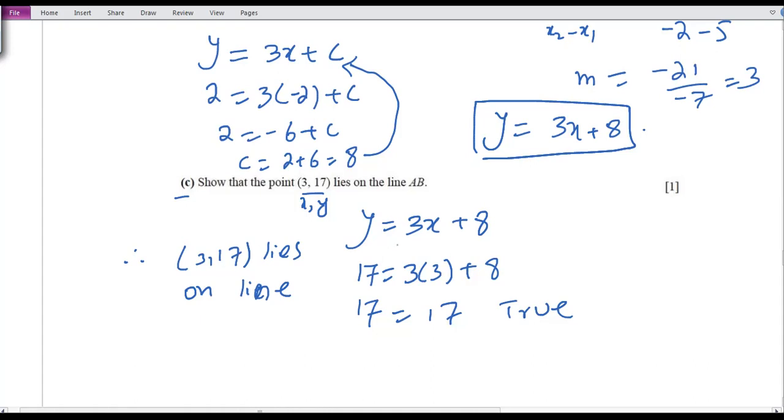Once again, you made the equation of a line and you want to check whether a point is on the line or not. So just put the point in the line. I mean, in place of x, write x, in place of y, write y. So you will get your answer.